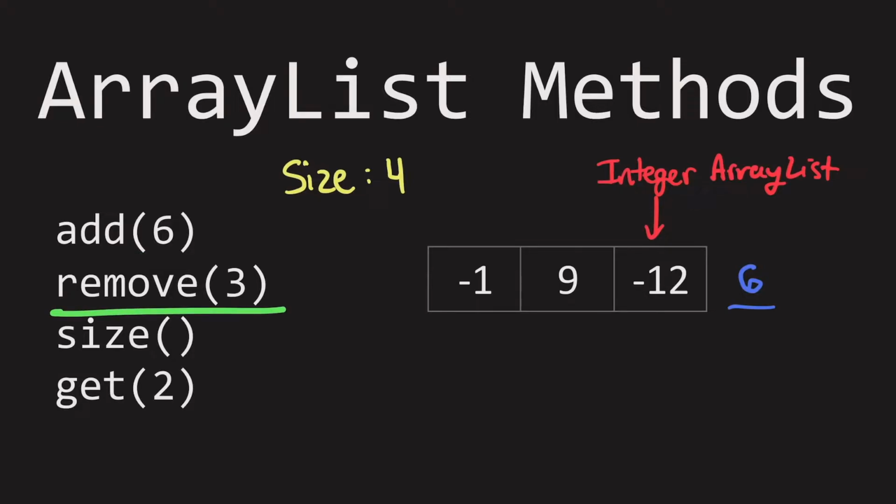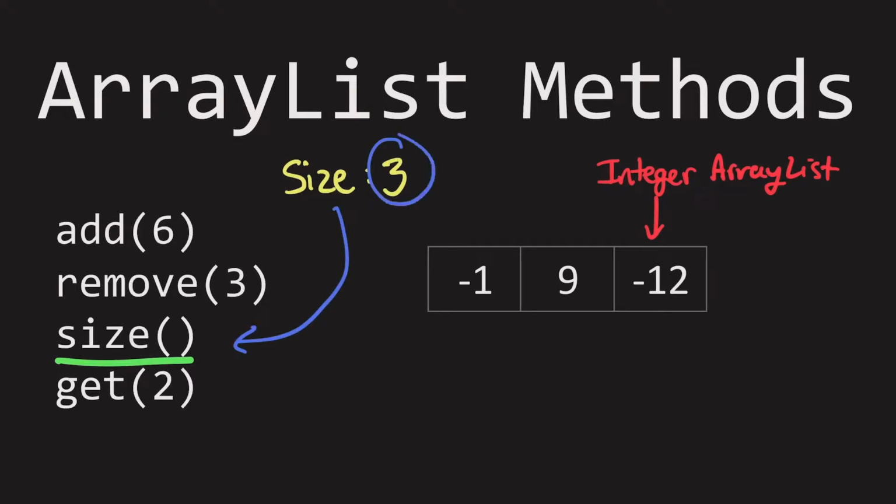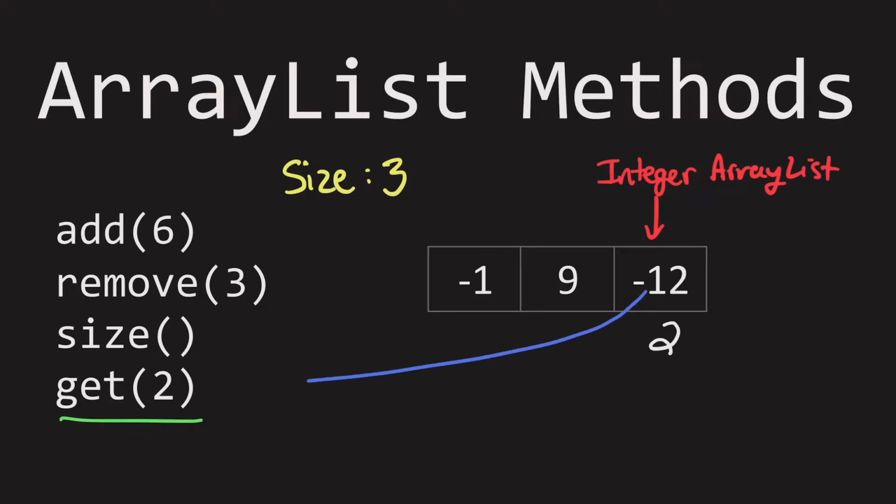Then removing 3 gets rid of the third index, which in this case happens to be the same 6 that we just added, and the size decrements. The size method checks the class for the global variable size, which in this case is 3. This size variable gets updated as the array list gets bigger and smaller. And finally, get(2) returns the value inside of index 2, which in this case is -12.